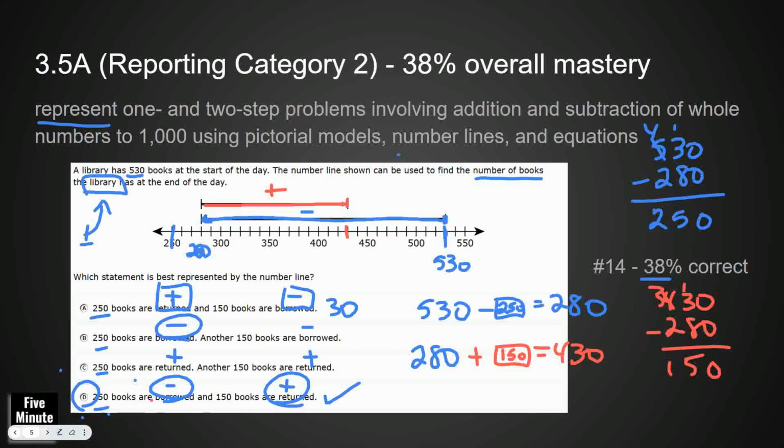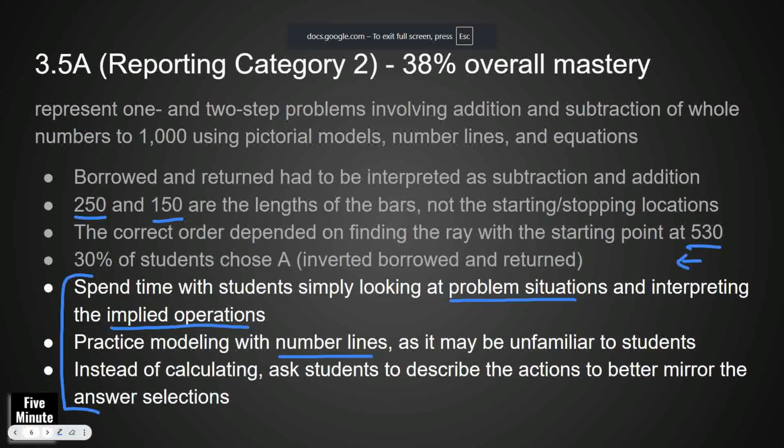So all of our answers are in words. And so they might be looking for a number. Instead, they've got four different statements that they need to read and interpret. So that's what's going to be a challenge for these students: have them describe the actions to better mirror the answer selections. Use words, talk to their neighbor, talk to their partner about what is going on rather than always looking for simply the answer.